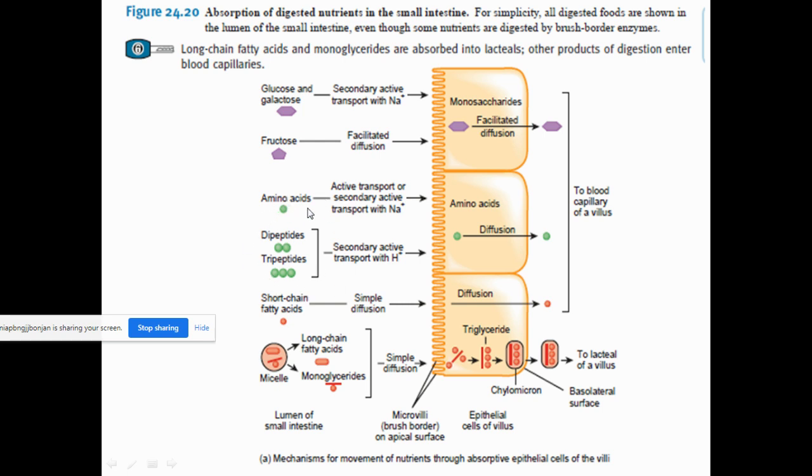So the individual amino acids are transported via secondary active transport along with sodium, whereas the dipeptide and the tripeptide are transported along with H plus, hydrogen ions. So these two are symporters. One utilizes sodium, and the other is transported along with H plus.